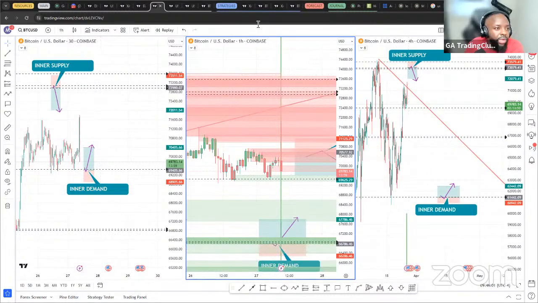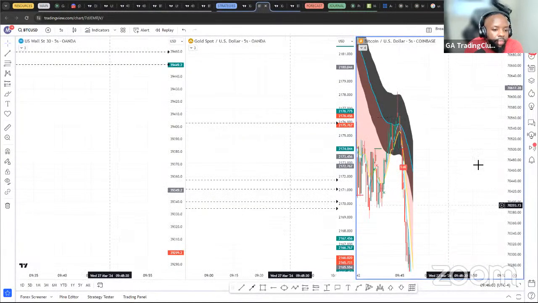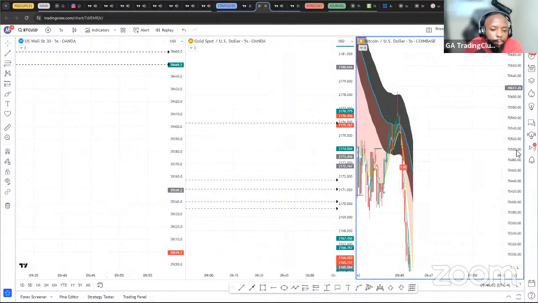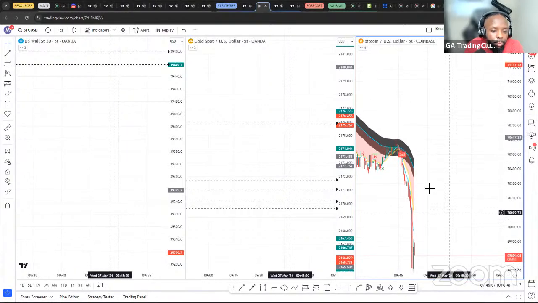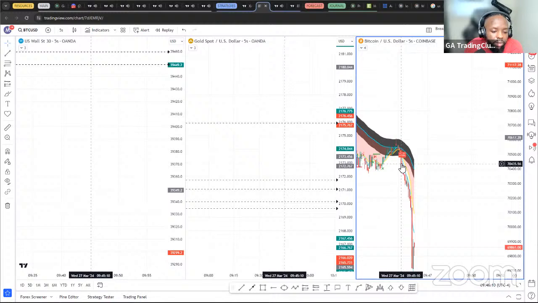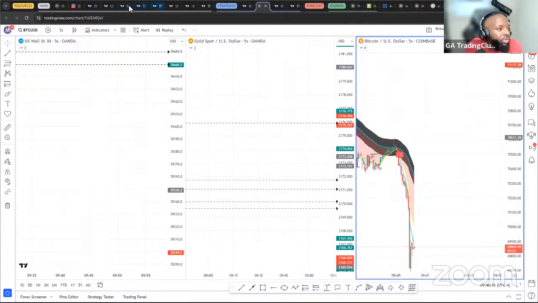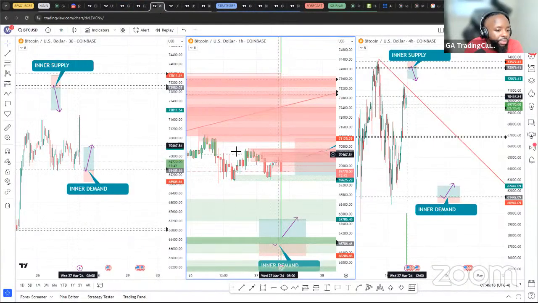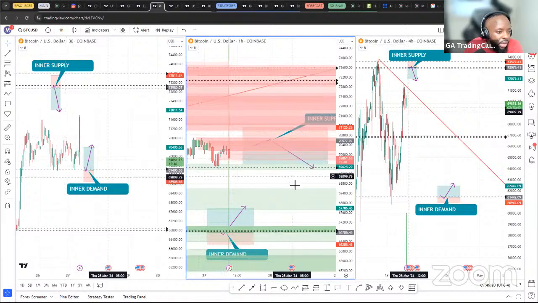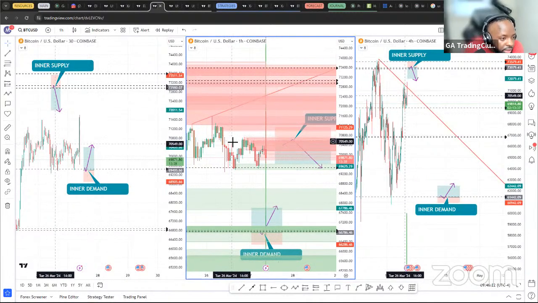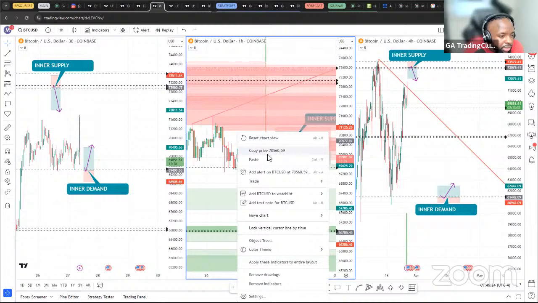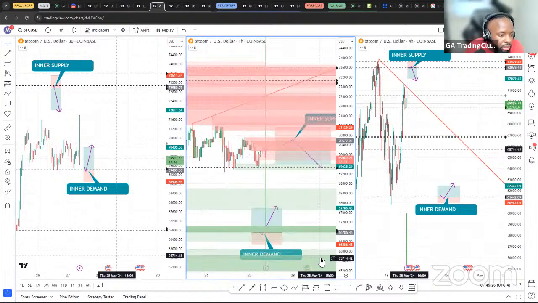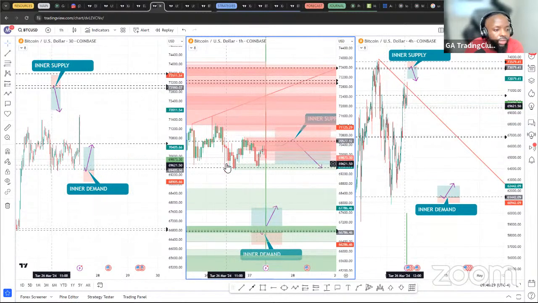Yeah, that one went by so fast, because the sell would have been here, 9:45, 70,429. Yeah, BTC dropped so fast, but it triggered that supply zone, the inner supply zone, and triggered so fast. Try and set another alert here. Okay.